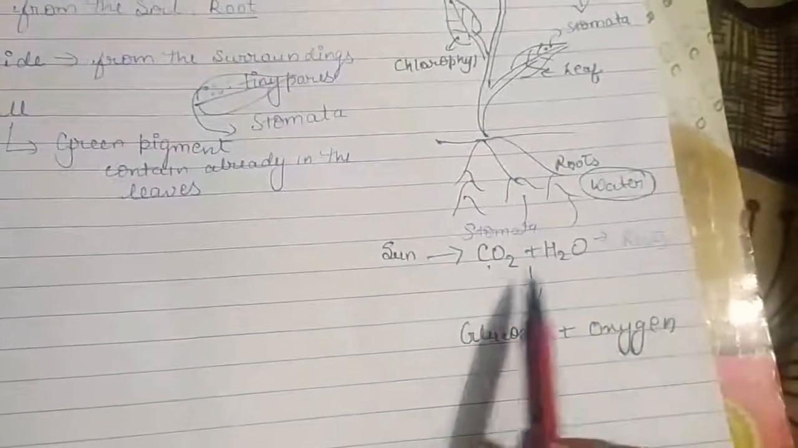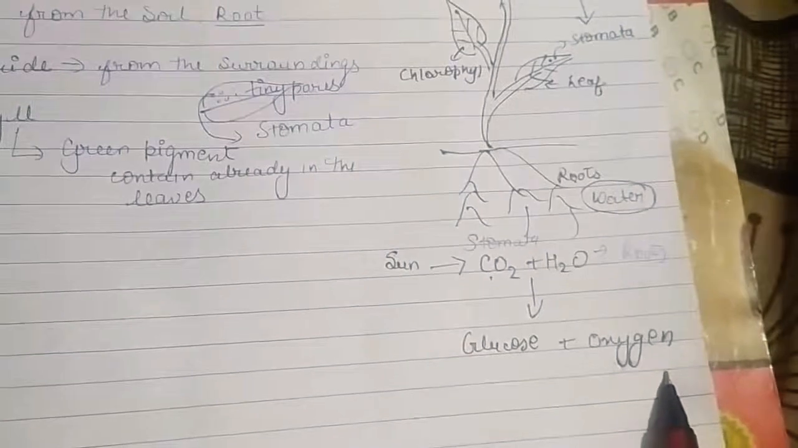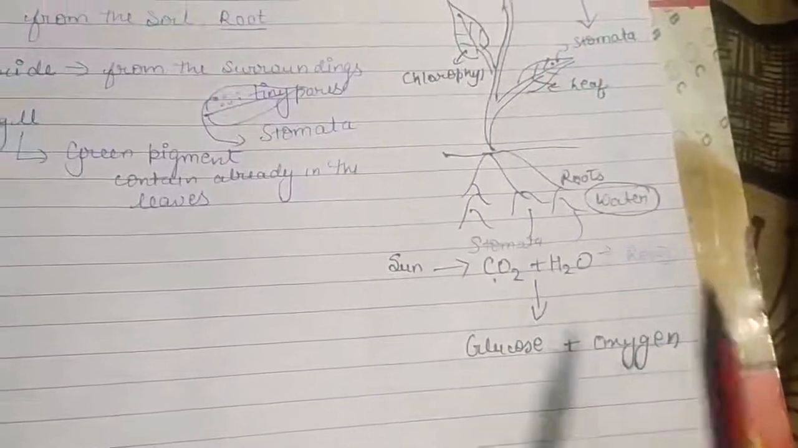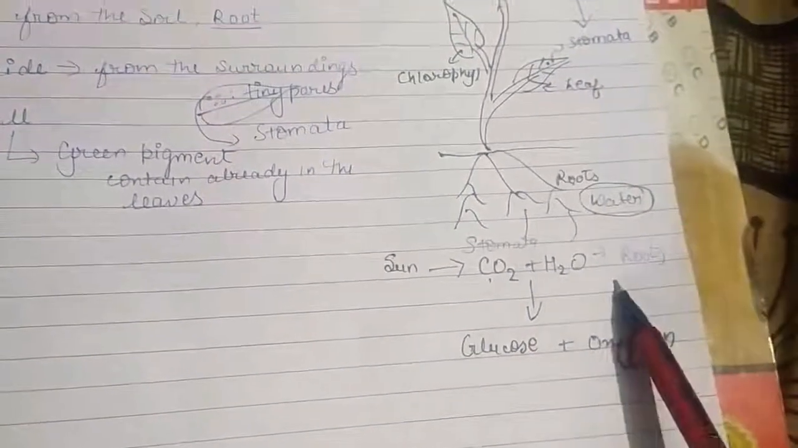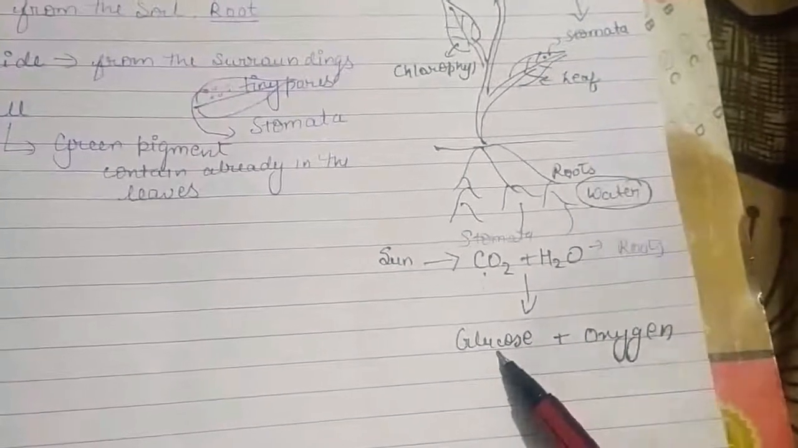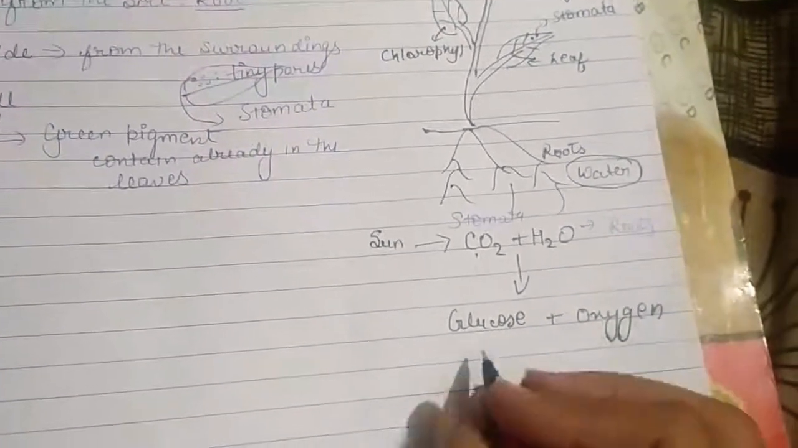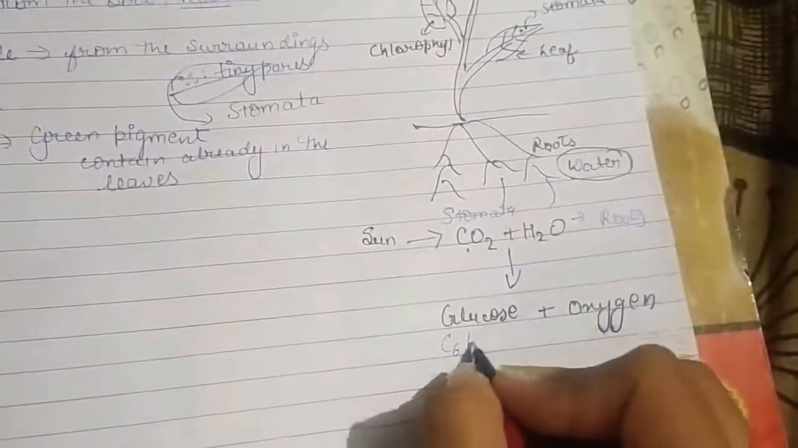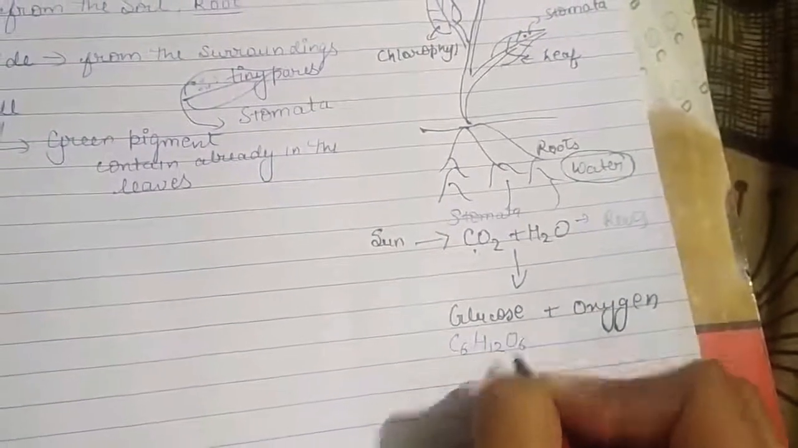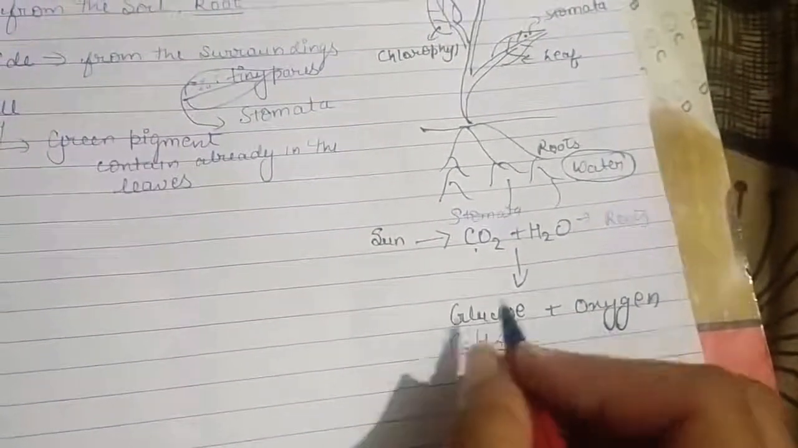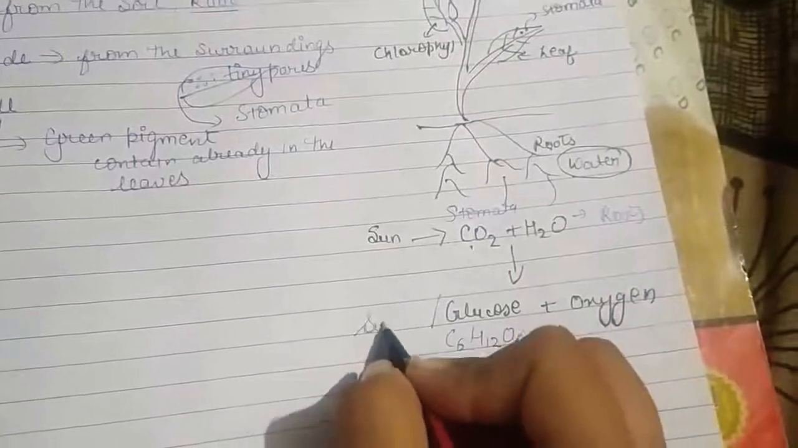So, we can conclude that this equation is going on during the process of photosynthesis. Carbon dioxide and water get converted into glucose and oxygen. Normally the formula for glucose is C6H12O6. We can say glucose or sometimes sugar also.